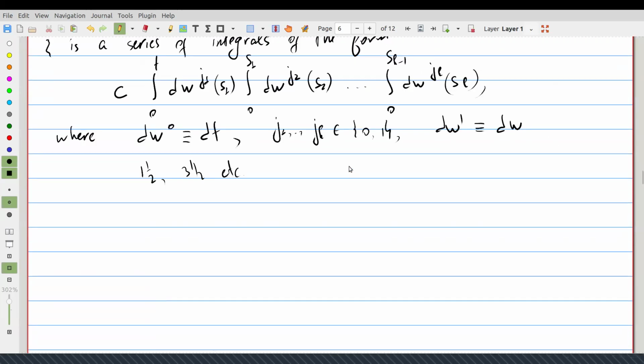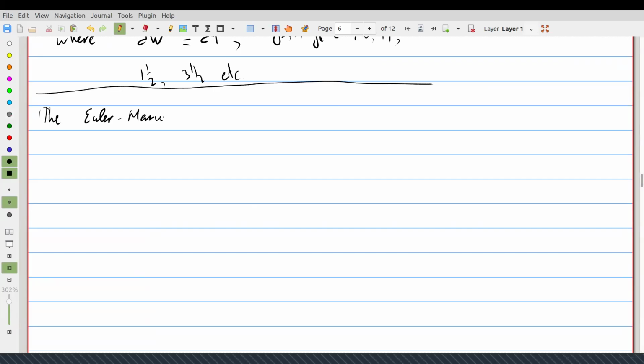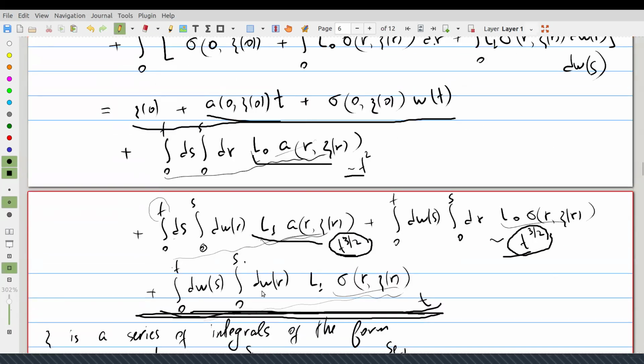And this actually leads to two effectively main schemes. So the first one is the Euler-Maruyama scheme. And this is exactly what happens when you forget about everything here. You just take the linear part.